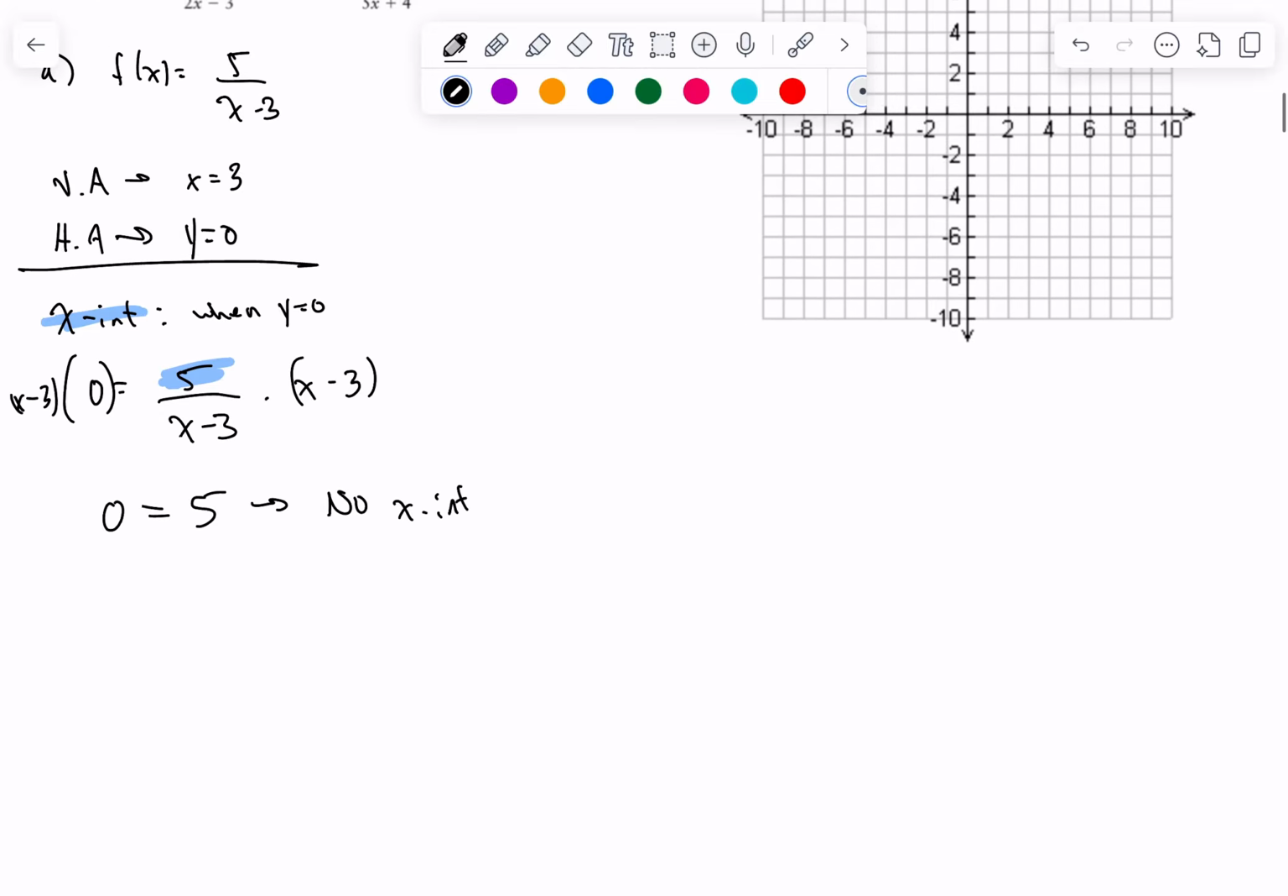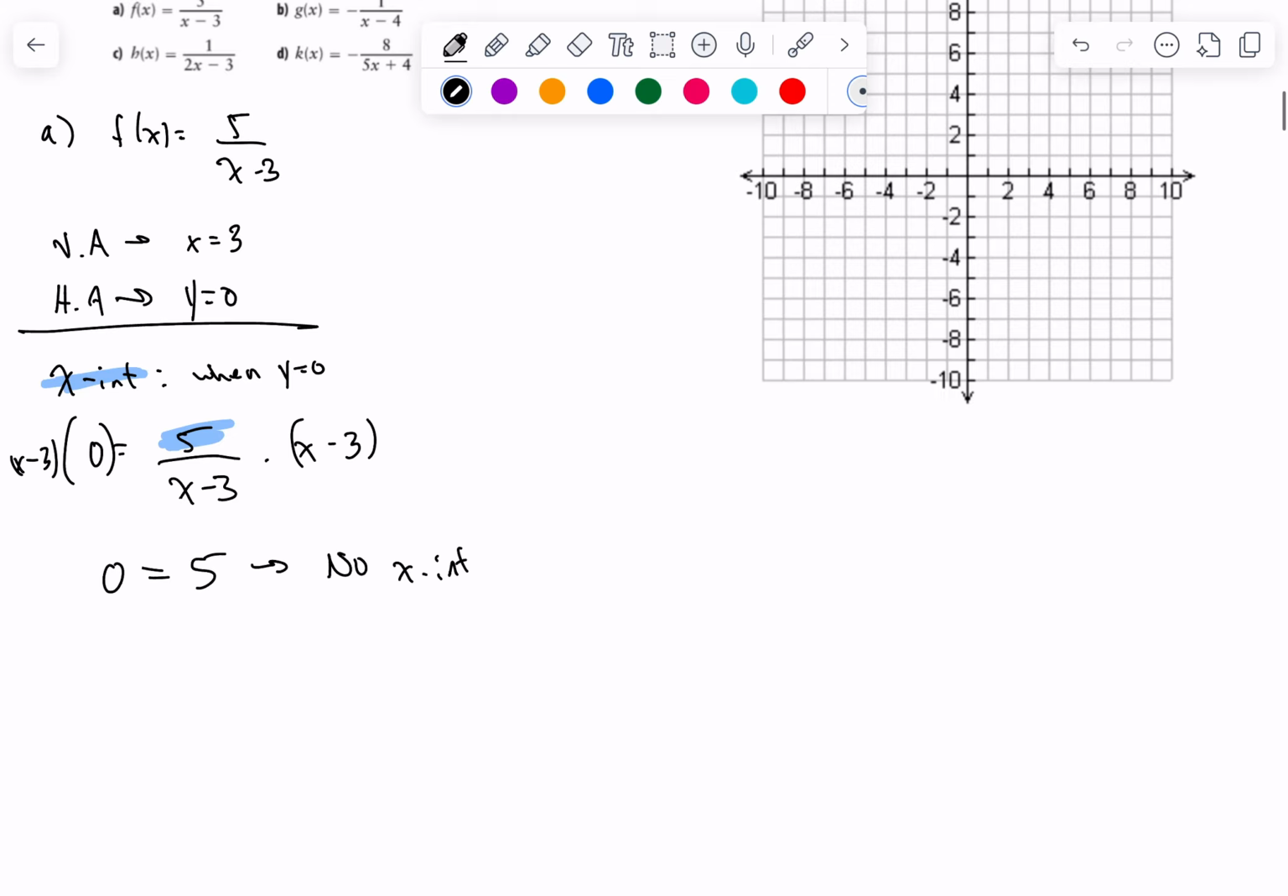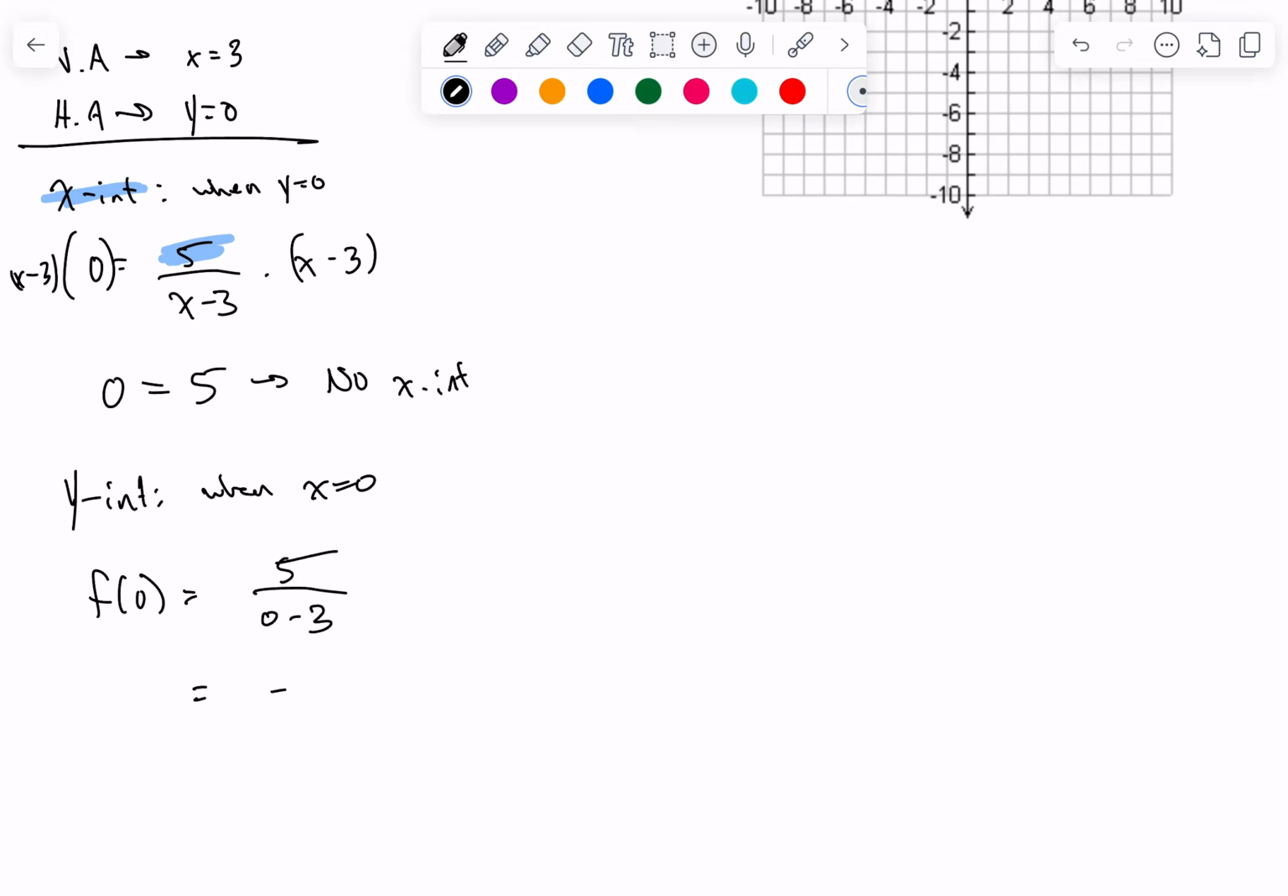Now, that's not always the case. You can have instances where there's an x-intercept and a horizontal asymptote at y equals 0. We'll probably see one of those questions in a more complicated rational expression later. Okay, so no x-intercept. The y-intercept is going to be when x equals 0, so you're just going to evaluate the function at 0. It'll be 5 over 0 minus 3, and so you're going to get negative 5/3. Okay, and then we could put all that information on the graph.